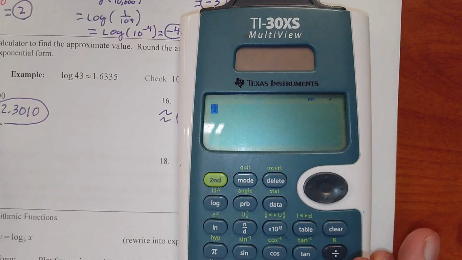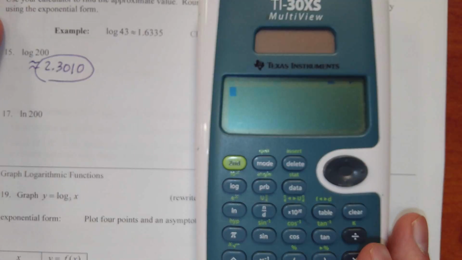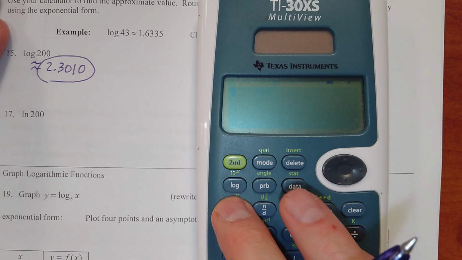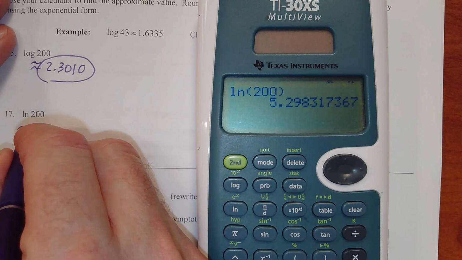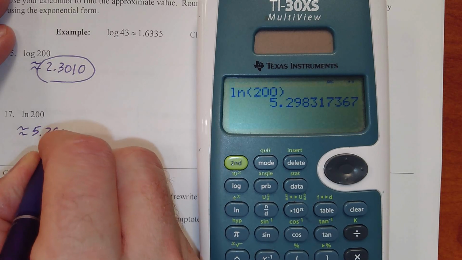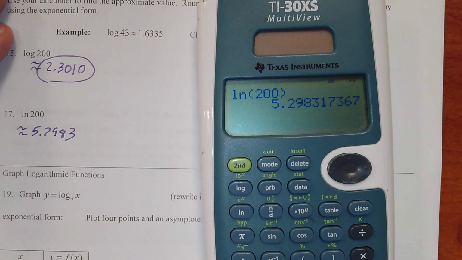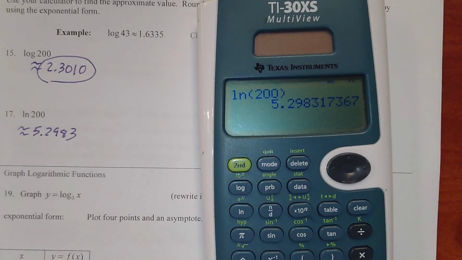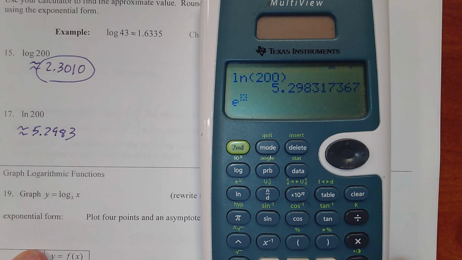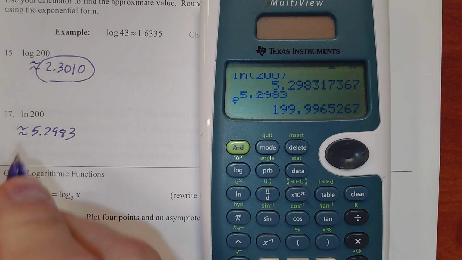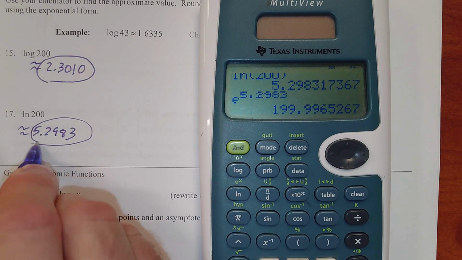Let's try number 18. We're going to take the ln of 200. So that's 5.2983. Now test it out. Since I did the ln, remember my base here is going to be e, so for my check, I'm going to do second e to the 5.2983. And again, I get something close to 200. So that checks.